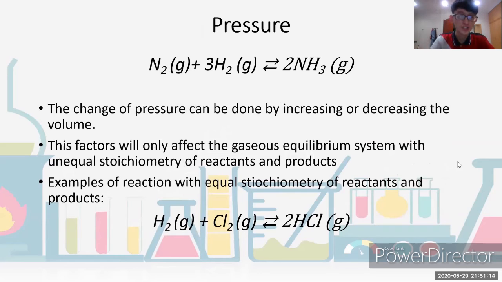The next factor will be pressure. The change of pressure can be done by increasing or decreasing the volume. This factor will only affect gaseous equilibrium systems with unequal stoichiometry of reactants and products. The following example is a reaction that will not be affected by this factor: 1 mole of hydrogen reacts with 1 mole of chlorine gas to form 2 moles of hydrogen chloride gas.